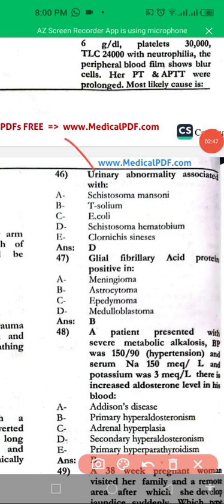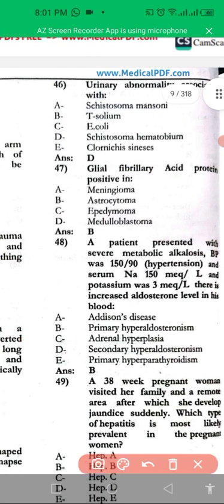Urinary problem is associated with Schistosoma haematobium. Glial fibrillary acidic protein is positive in astrocytoma, a tumor of astrocytes. And astrocytes are mostly present in the brain.